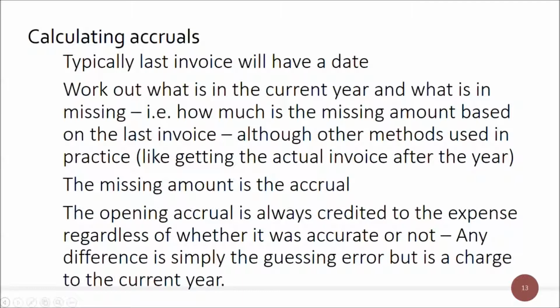In accruals, because it is more of a guessing game, because typically you haven't got the actual invoice when you're preparing the accounts, or in some cases you've gone after the year and worked out exactly what it's going to be. Because it's a bit of a guessing game, if you get it wrong, that's just a charge in the following year.